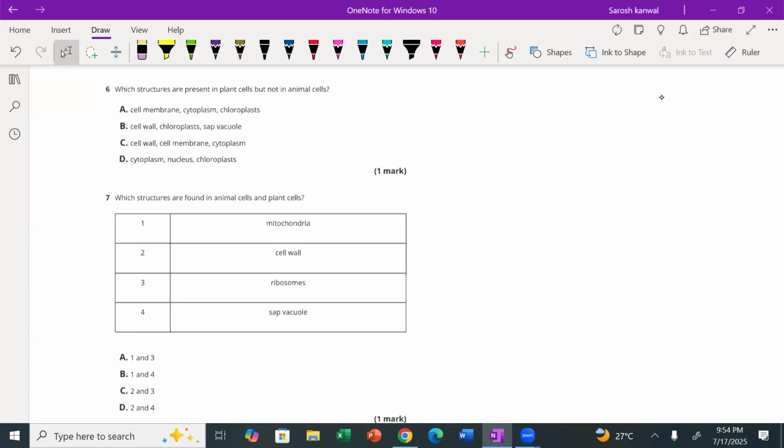So in question number 6, they ask you which structures are present in plant cells but not in animal cells. Yes, Mipsam. Cell wall, chloroplast, and sap vacuole. So which option would be the best one according to this? I guess B. Yes, you are absolutely correct.